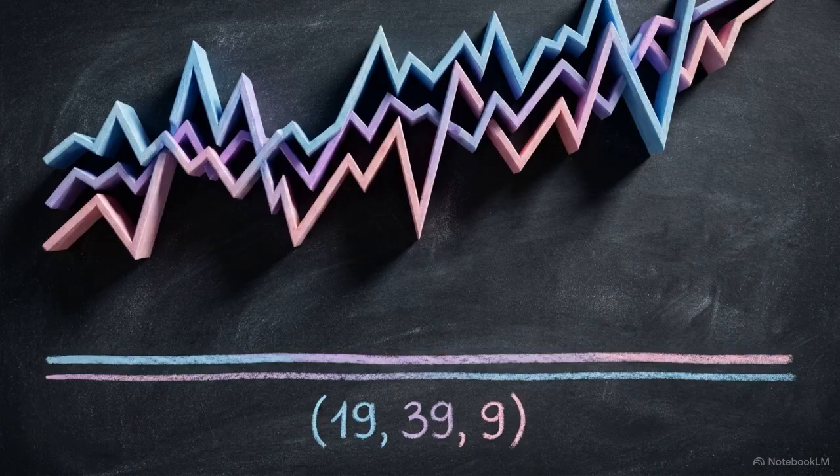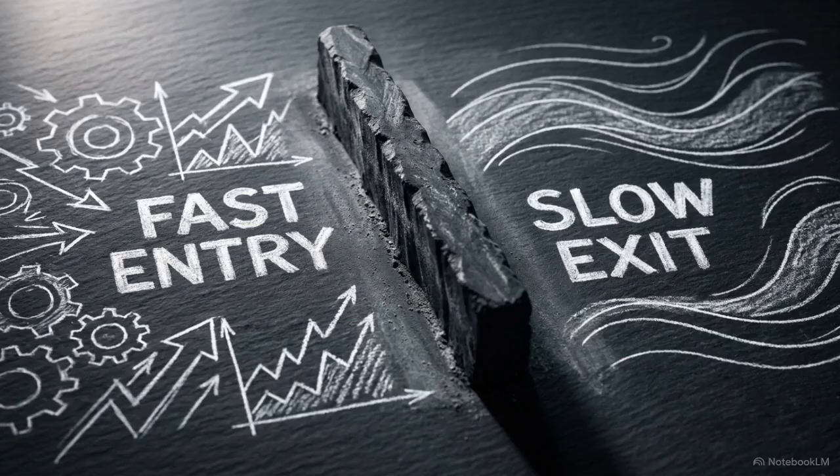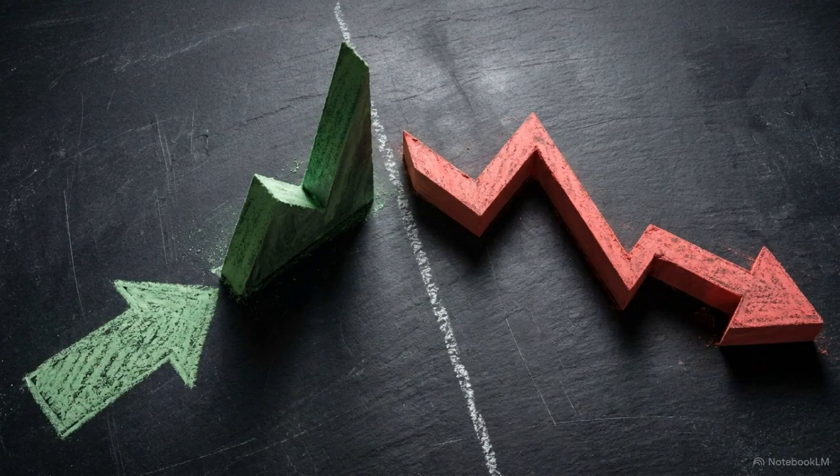But for selling, he recommended the opposite: slower, less sensitive inputs like 19, 39, and 9. This configuration ignores minor, temporary price drops, keeping you in your position during a volatile advance. This is the logic of parameter asymmetry. You buy fast to catch the early burst of an uptrend, but you sell slow to avoid getting shaken out by a brief market reaction.